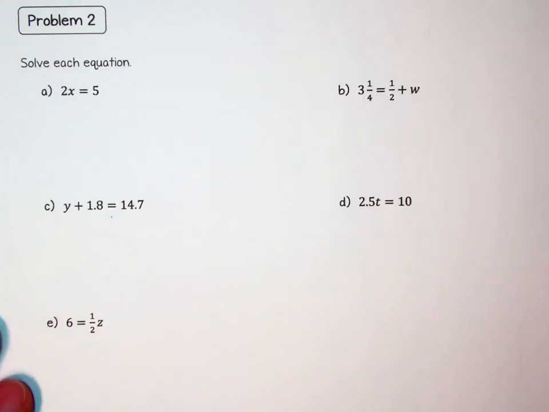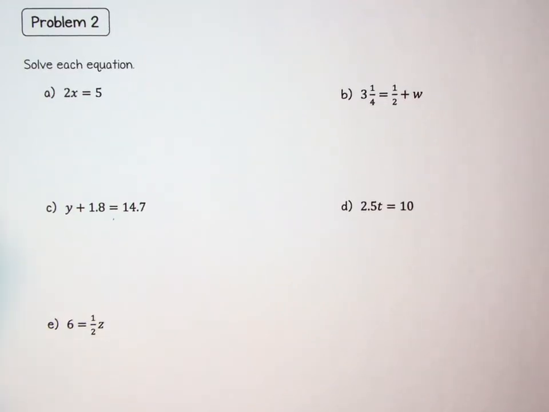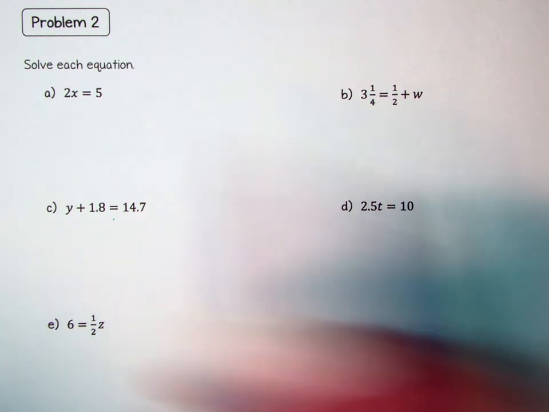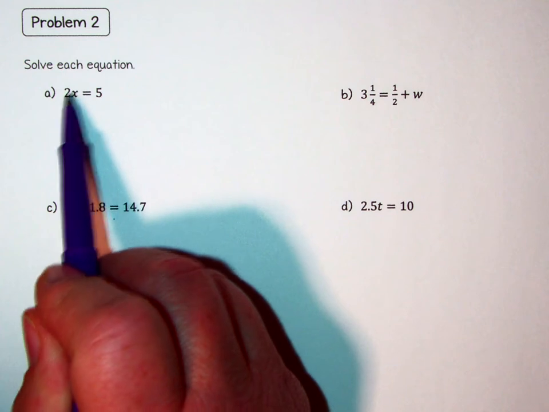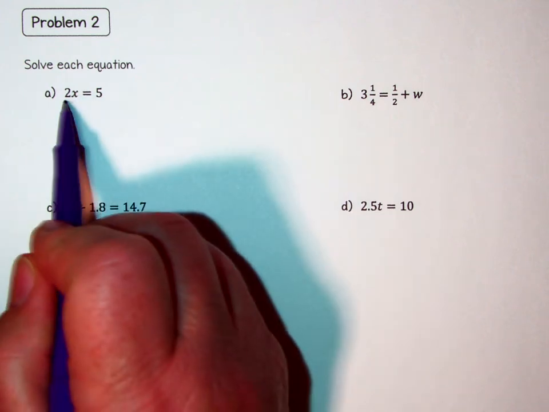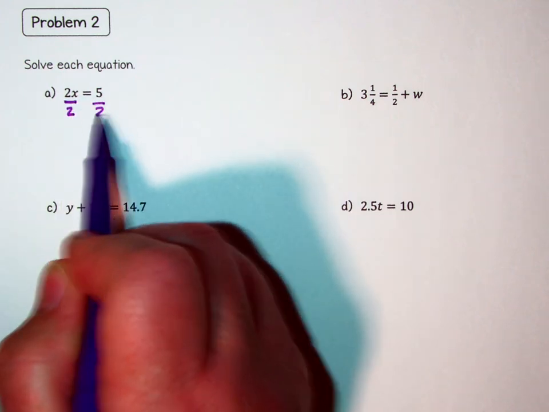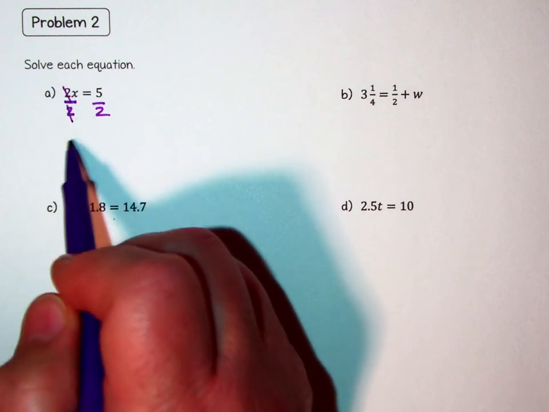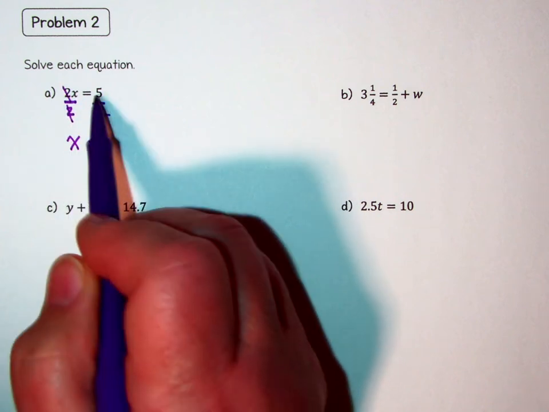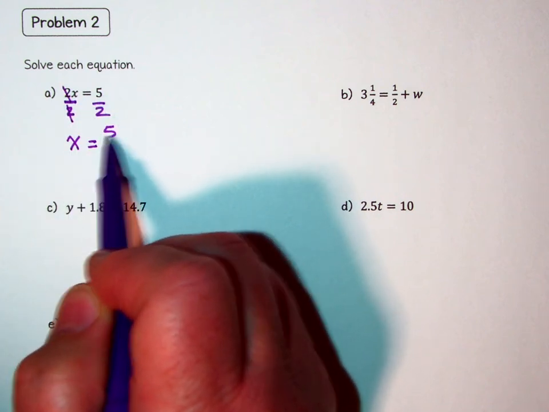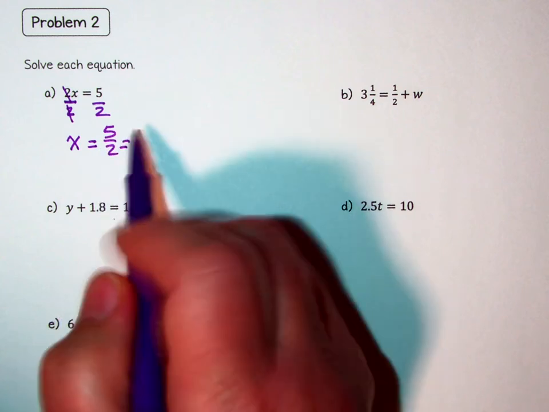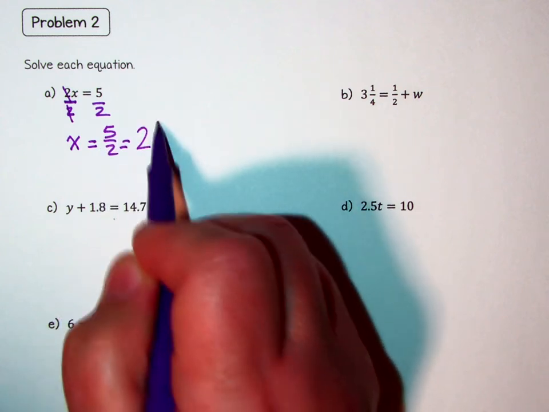So, again, I'm going to solve equations by isolating, or getting one variable all by itself, on one side of the equation. So for A, I have 2 x's, I just want 1, so I'm going to divide both sides by 2. 2 divided by 2 just leaves 1x. And 5 divided by 2 is just 5 halves, which I can convert into a mixed number, 2 and 1 half.